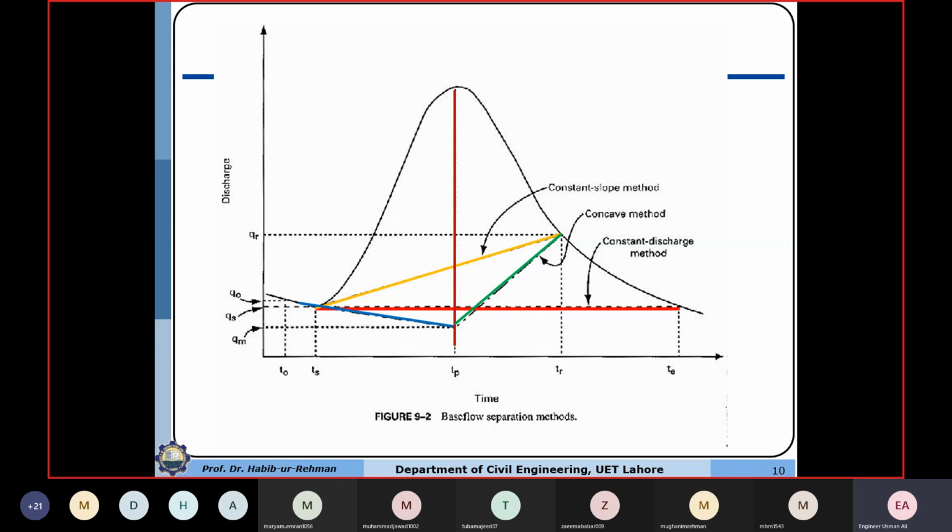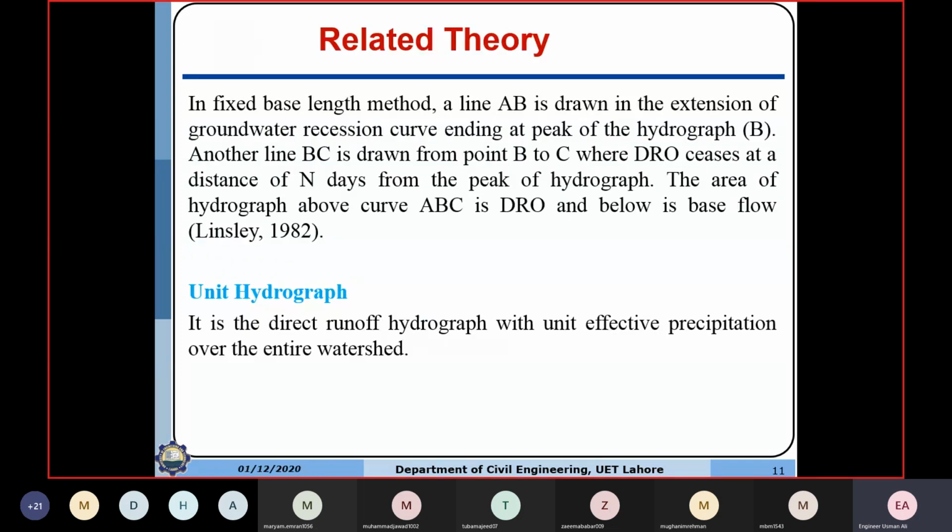So in this way, you can separate the base flow from the DRO. That is called separation of hydrograph. So that is the part of your design. You have to do it by the second method, inclined line method.